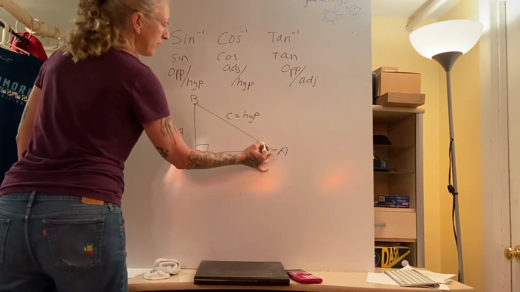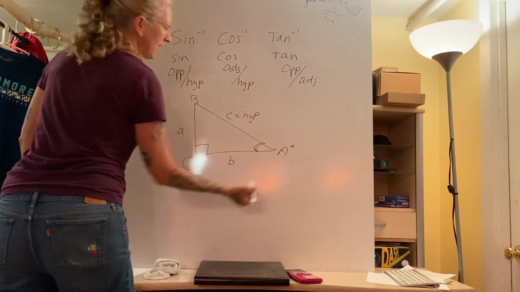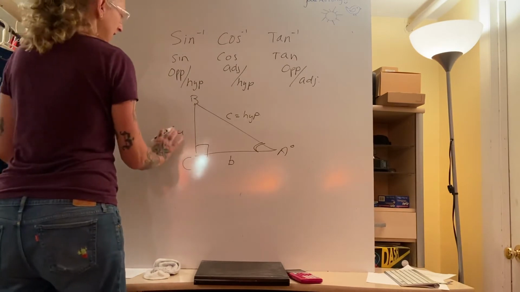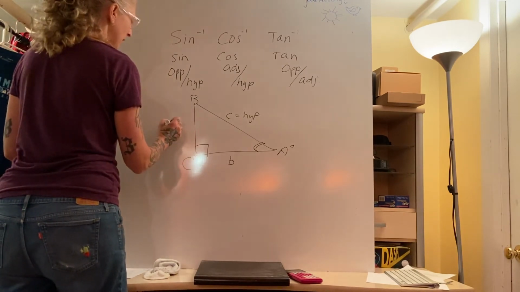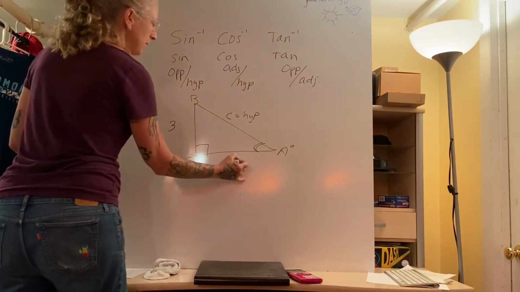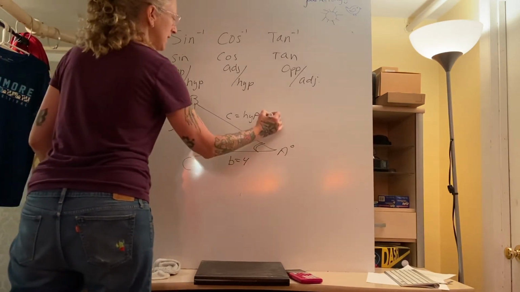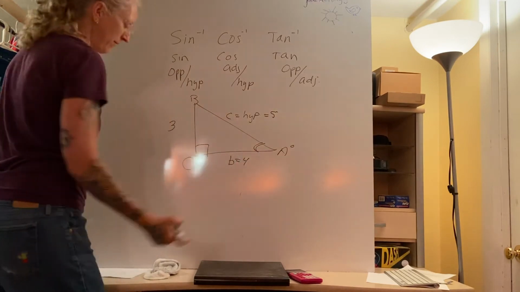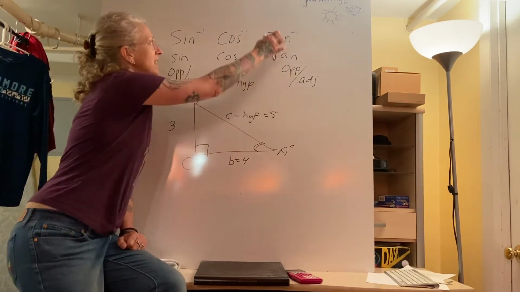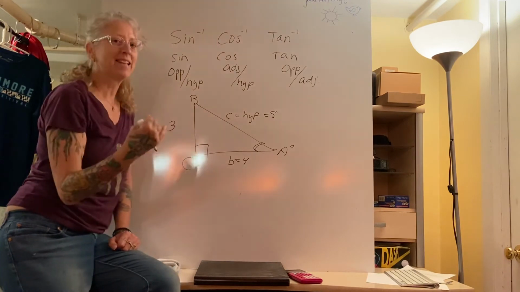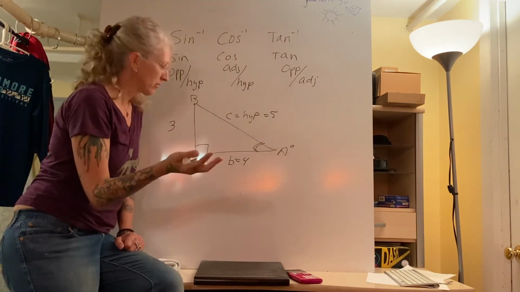All right, if I want to find the measure of angle A in degrees, let's say I'm given that A is 3, B is 4, and C is 5, okay? And I want to find the measure of angle A. I can use any of these inverse functions and Desmos to find the angle measure, okay?